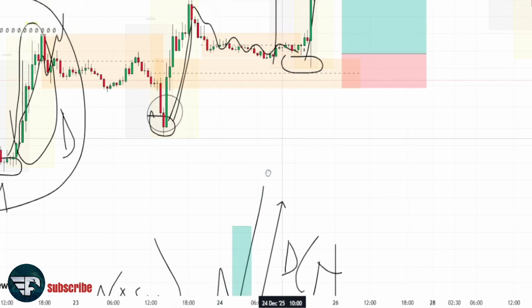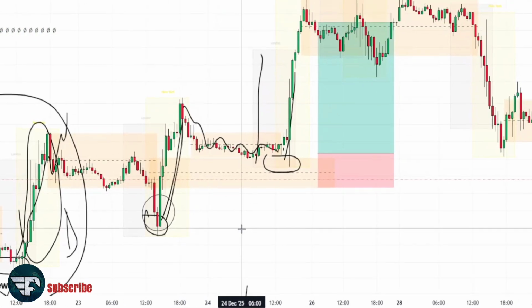So guys, I've backtested this and I've seen that it works every time on the chart.